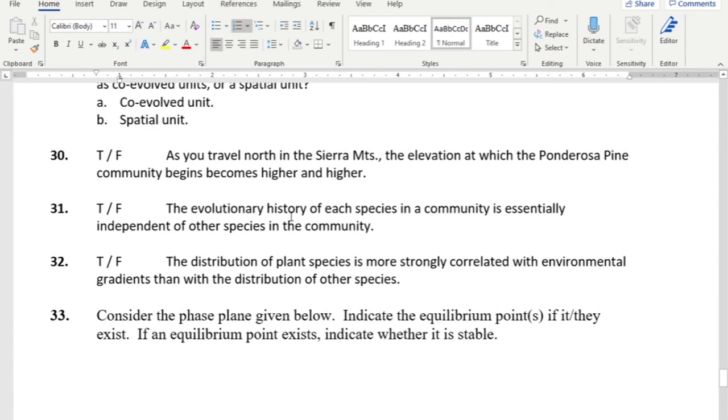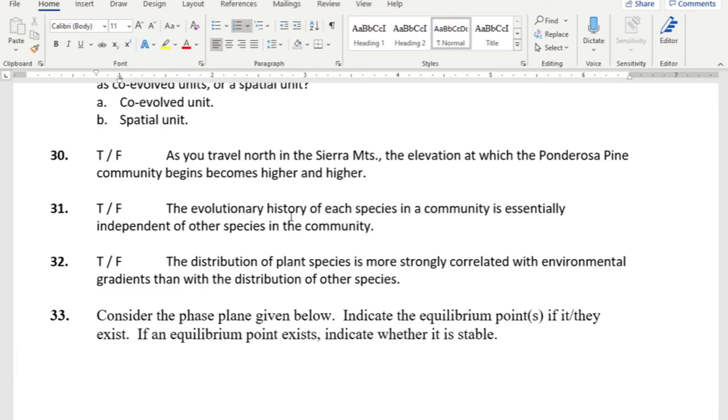30. As you travel north in the Sierra Mountains, the elevation at which Ponderosa pine community begins becomes higher and higher. No, as you go north, right, the Ponderosa is going to come lower and lower. Remember, the Ponderosa is responding to temperature and moisture. As you go north, it gets cooler and wetter. So the elevation at which you find Ponderosa pine gets lower. All right. So the correct answer for 30 is false.